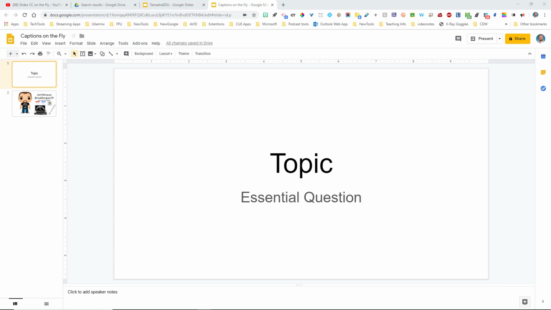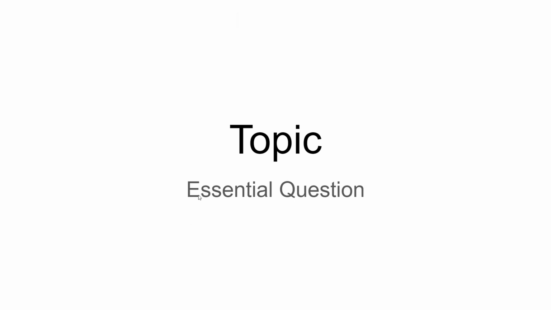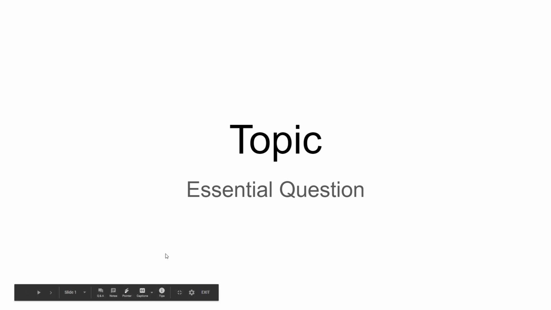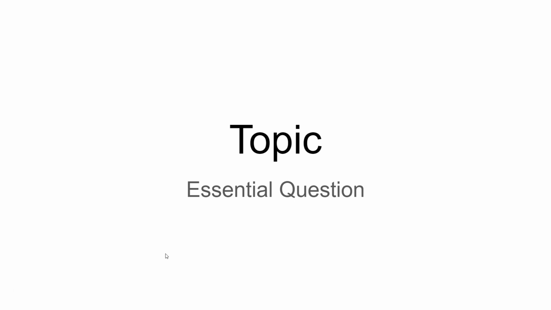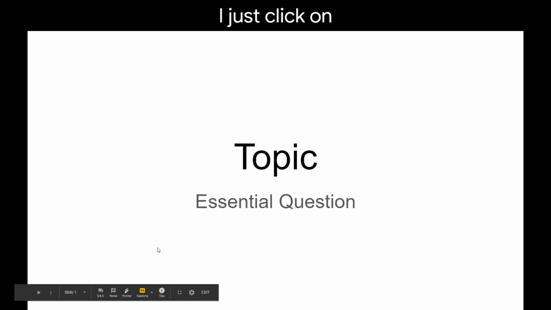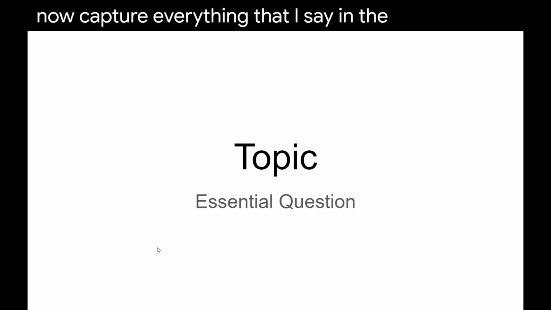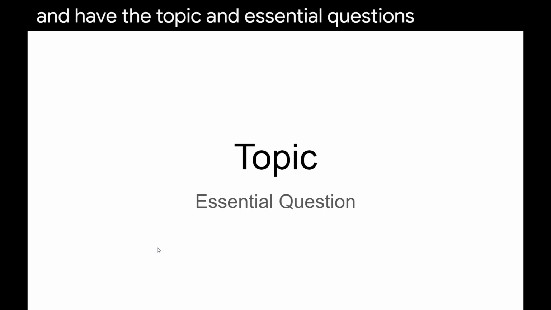And on that singular slide, you're going to have it just say topic, and then underneath just the essential question. And when you start this presentation, notice you don't have to have anything at all. All you would need is this one slide, and it would be up in the background. But a key to this is accessibility. We want to make sure all students are able to receive the information regardless of special needs. So closed captioning does that. So if I just click on closed captioning, I can all of a sudden now capture everything that I say in the classroom and have the topic and essential question up in the background.